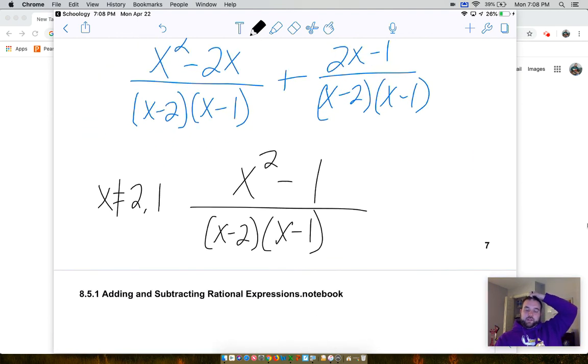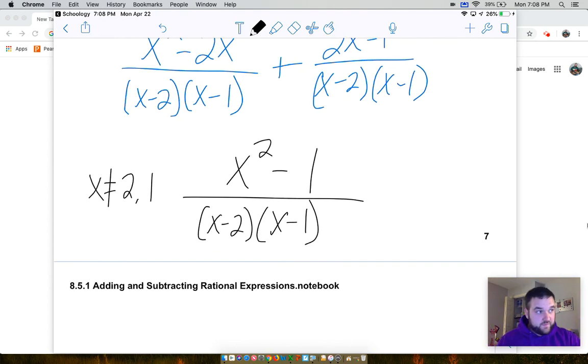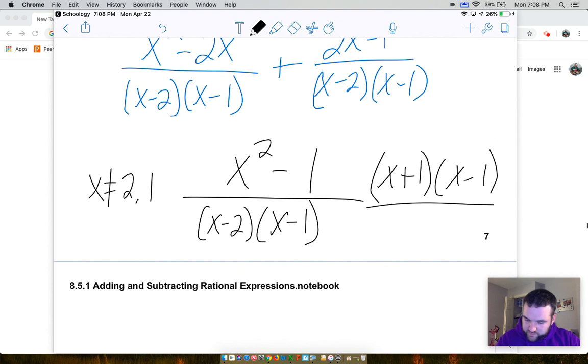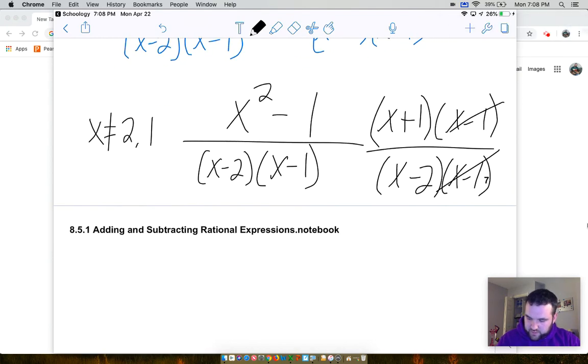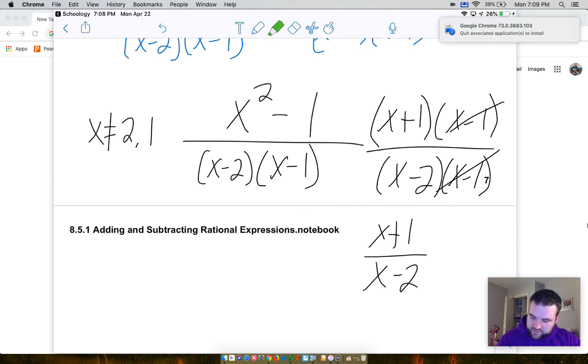And now finally, this is the first time that it'll actually be useful. That top does factor. The x squared minus 1 does factor into x plus 1 times x minus 1, which is useful because then I can cancel out the x minus 1s. So my final answer would just be x plus 1 over x minus 2. So this is my final answer with this domain restriction.